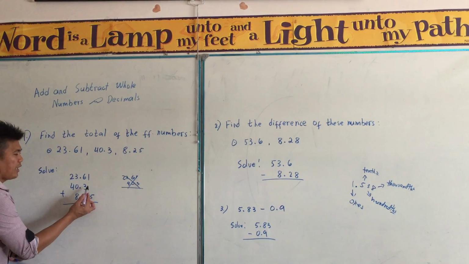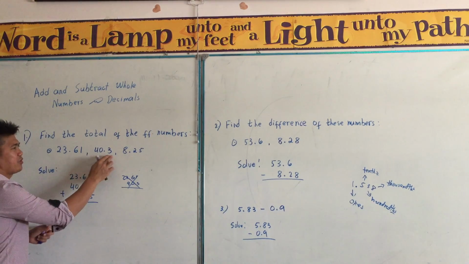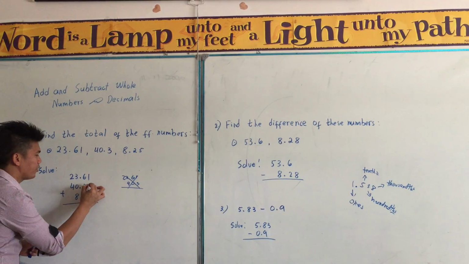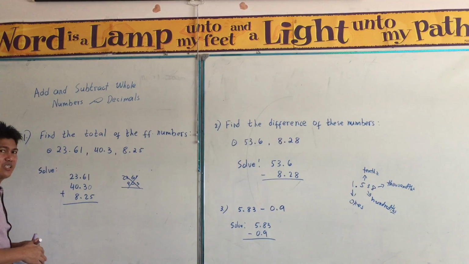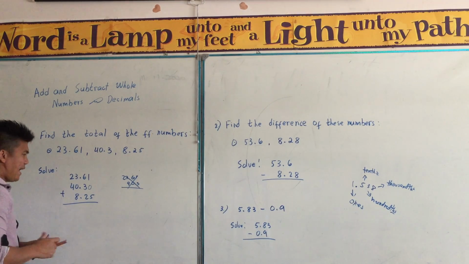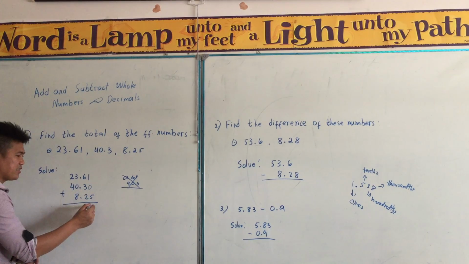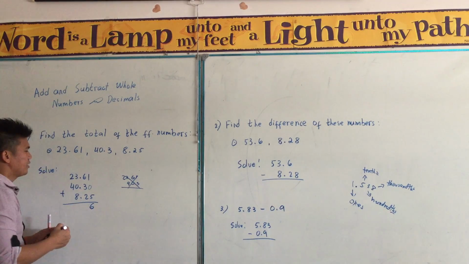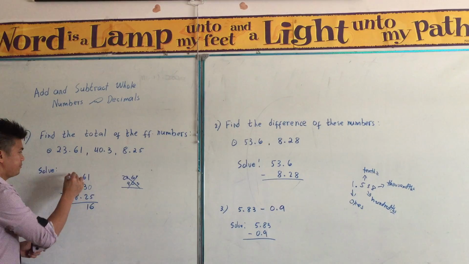Now, if there's a missing number like for this one, there's no hundredths, and the rest they have hundredths. So you can just add 0. Okay, just add 0 so that you will not get confused. Then add 1 plus 0, 0 plus 5 is 5. 6 plus 3 is 9. Plus 2 is 11.